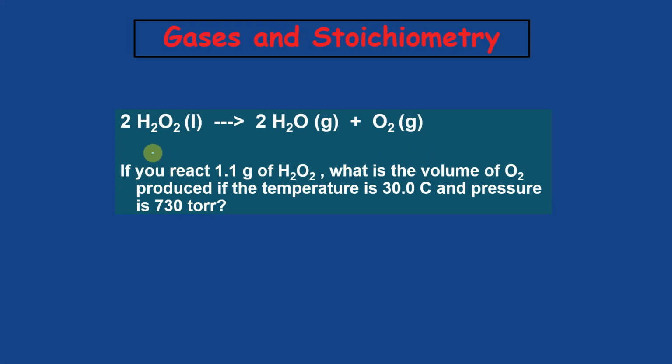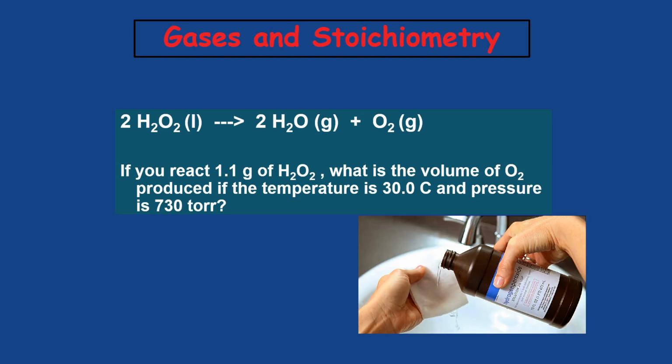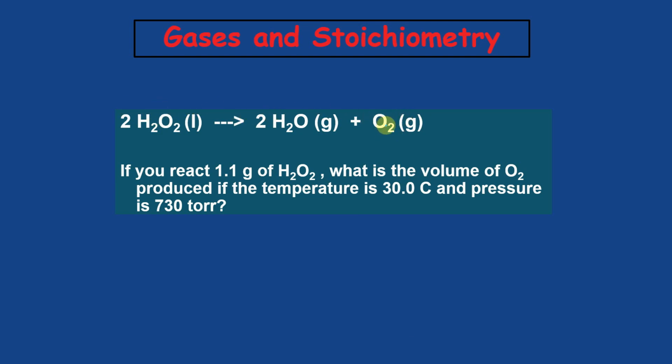So here it is. We've got a nice reaction. We've got hydrogen peroxide going to water and oxygen. Incidentally, if you didn't know this, this reaction occurs when you pour hydrogen peroxide on a cut when you're trying to sterilize it, because it decomposes to make oxygen gas, which is a strong oxidizer and kills all those bacteria. So that's what is going on there. But it does make a couple of gases here.